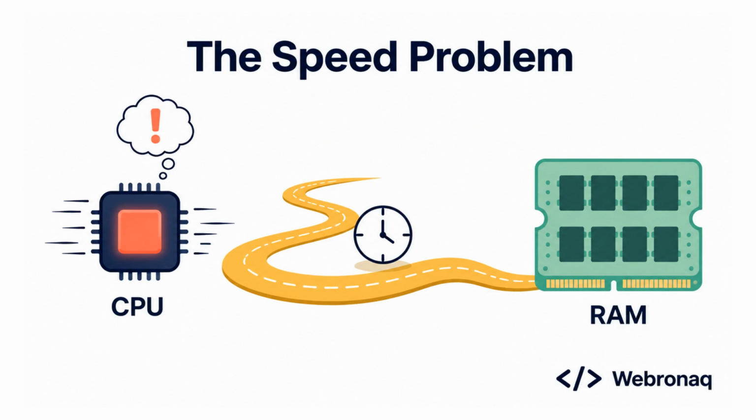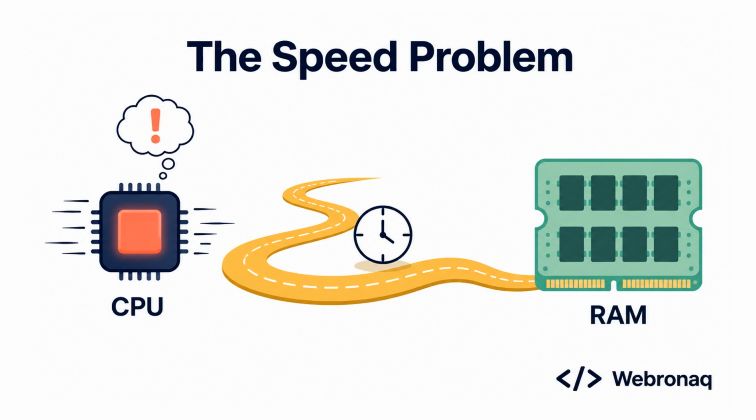In this video, let's talk about something that quietly makes your computer feel fast, the cache. Here's the problem we're solving. Your CPU is incredibly fast. We're talking billions of operations per second. But the RAM, where your data actually lives, is much slower in comparison. So every time the CPU needs something from RAM, it has to wait. And waiting for a CPU is wasted time.